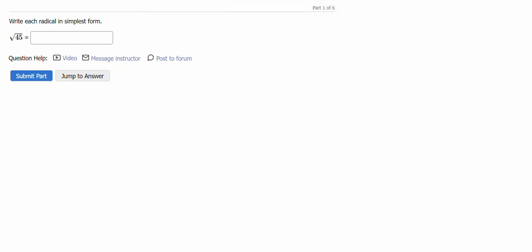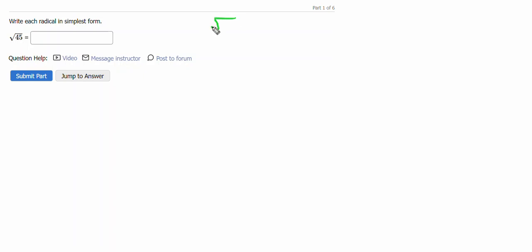All right, let's take a look at writing radicals in simplest form. Let's really make sure that we do a good job of understanding this part, because this is going to be a crucial skill for the rest of the unit. All right, so let's take square root of 45.